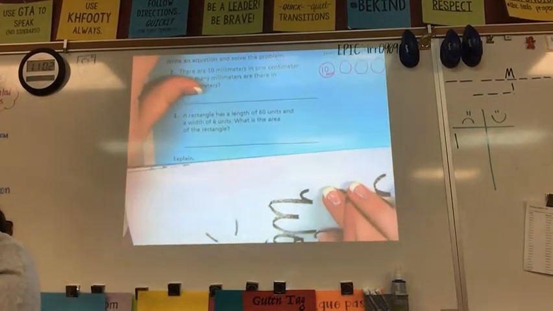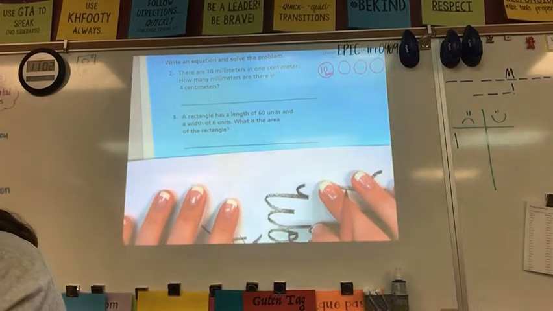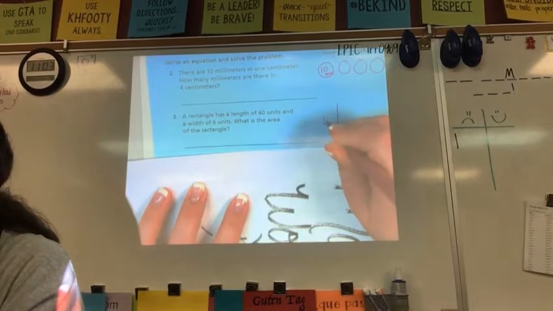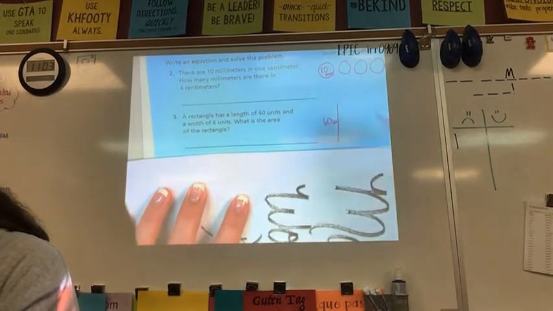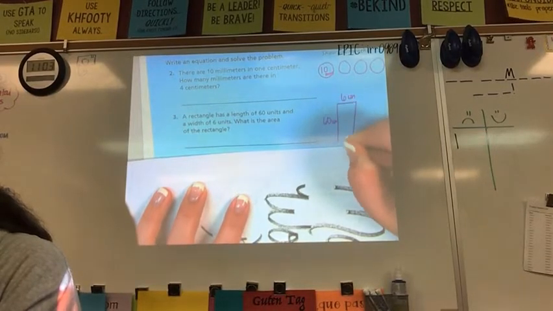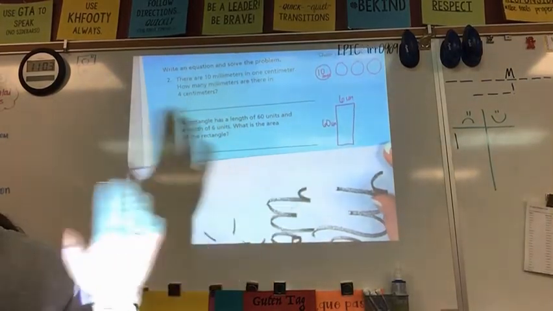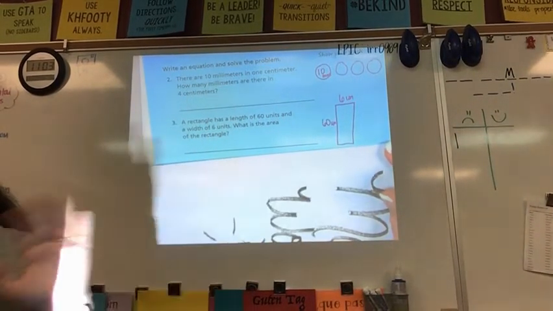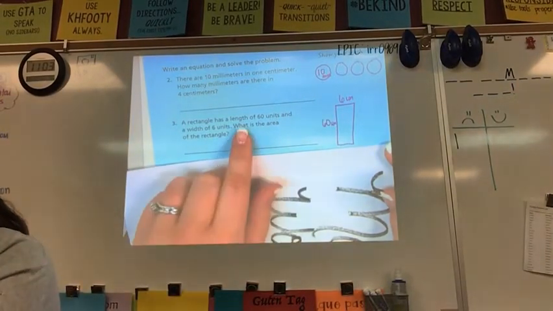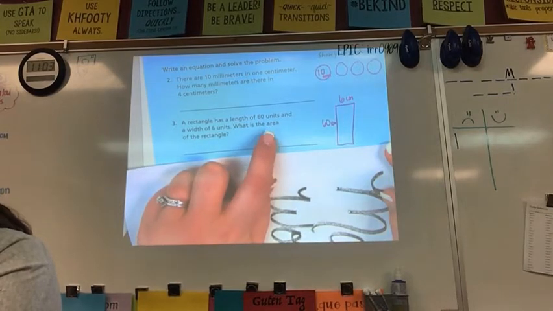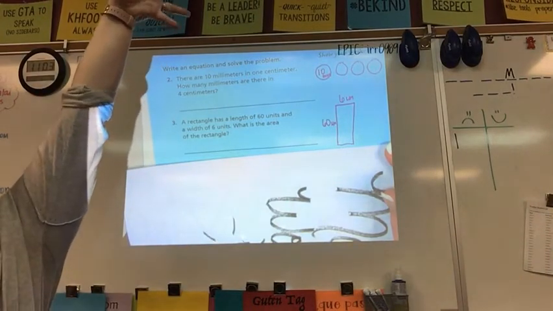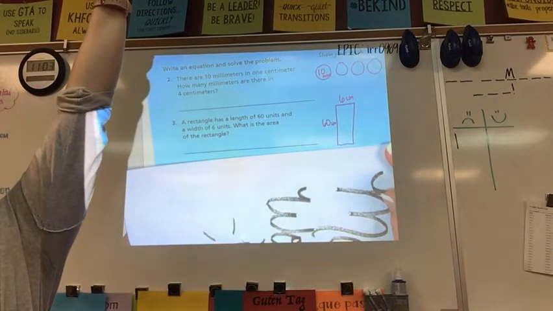Numero tres. A rectangle has a length of 60 units and a width of 6 units. What is the area of the rectangle? Remind me. Area is the space inside. For the space inside, you multiply. Also, don't forget, since they're asking us for the area, what do we remember about our answers for area?